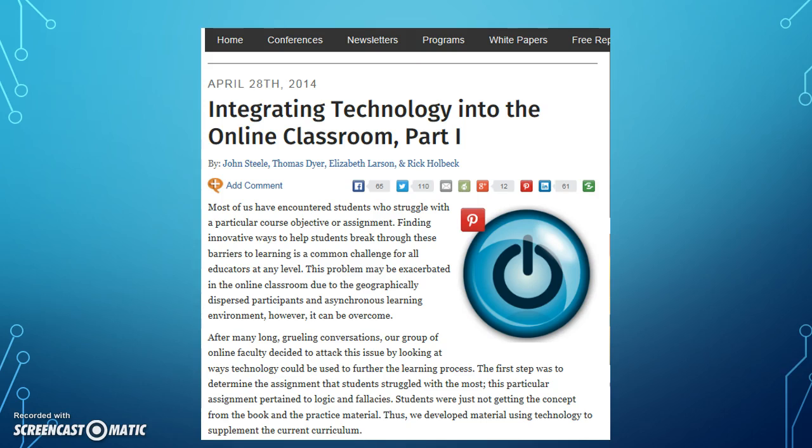So if you would like to read this article in depth, you can go back to slide number 2. And if you click on the picture, it'll take you directly to the link and you can read the full article.